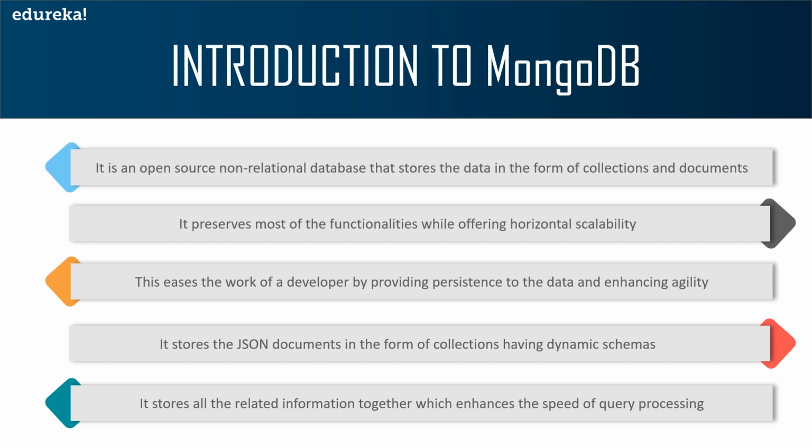The next point is that it preserves most of the functionalities while offering horizontal scalability. We can scale our MongoDB database horizontally, and we get most of the features working, and it does not limit us in all the features when we are scaling the system. Next, it stores JSON documents in the form of collections and has dynamic schemas. Like I said earlier, all of the documents we are going to create, like person one, person two, person three, can have a different schema.